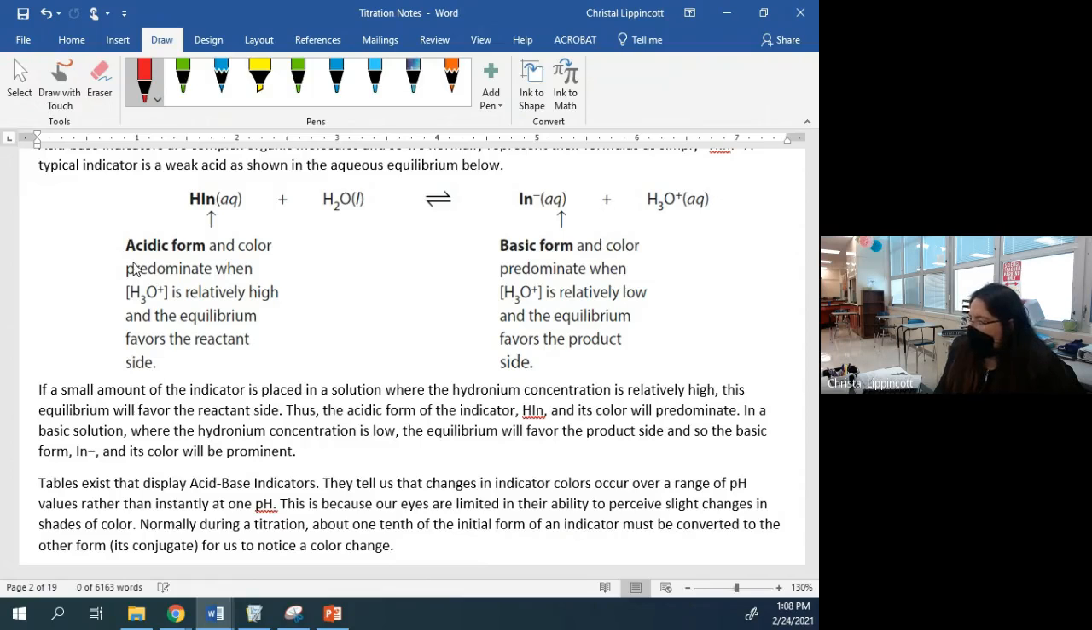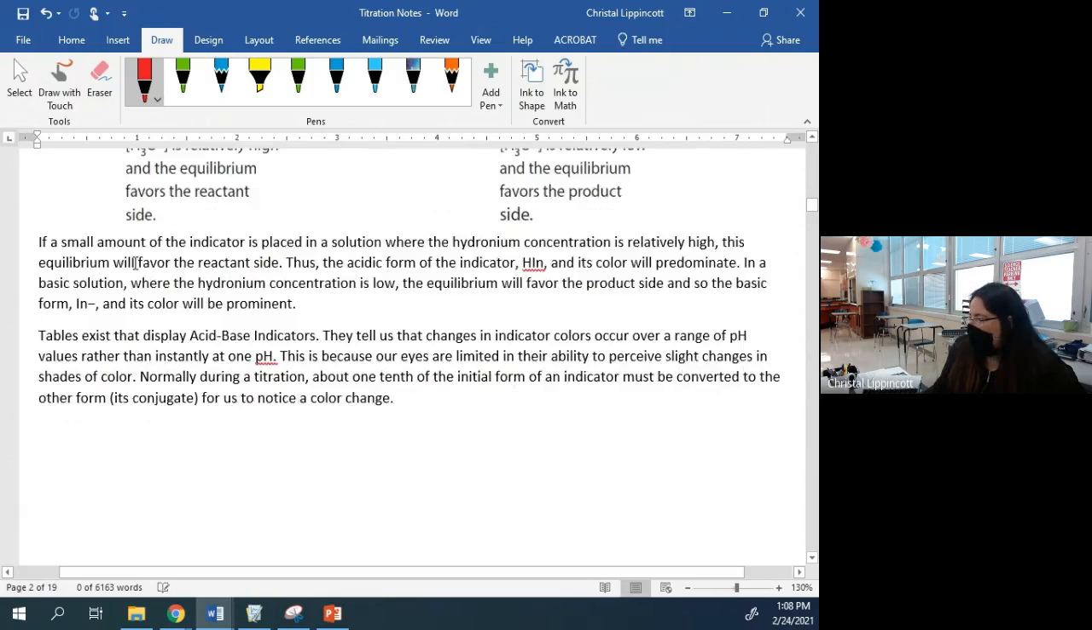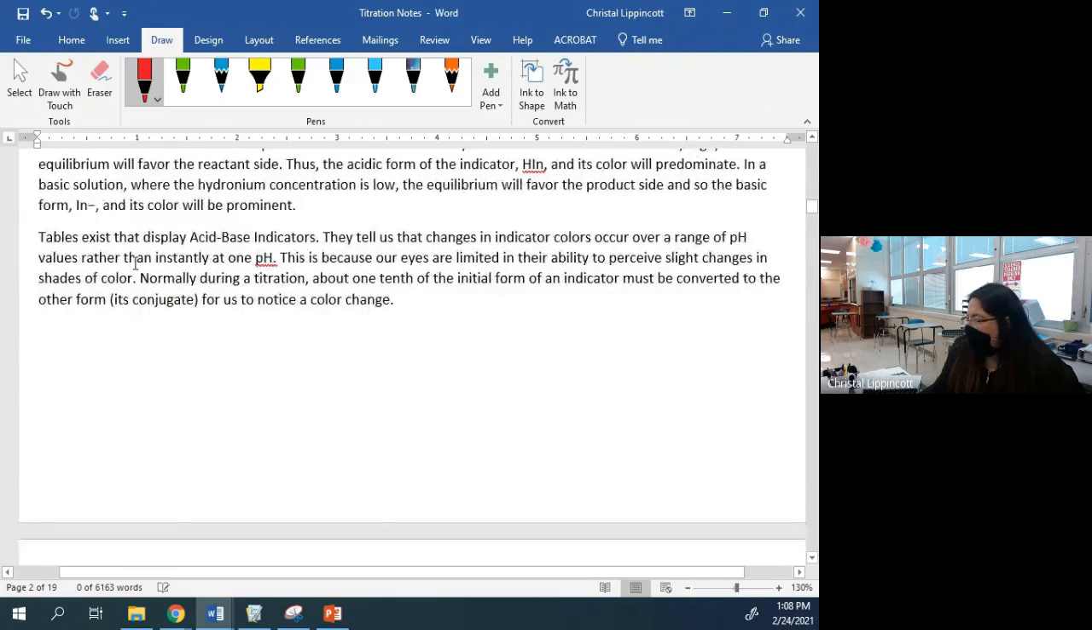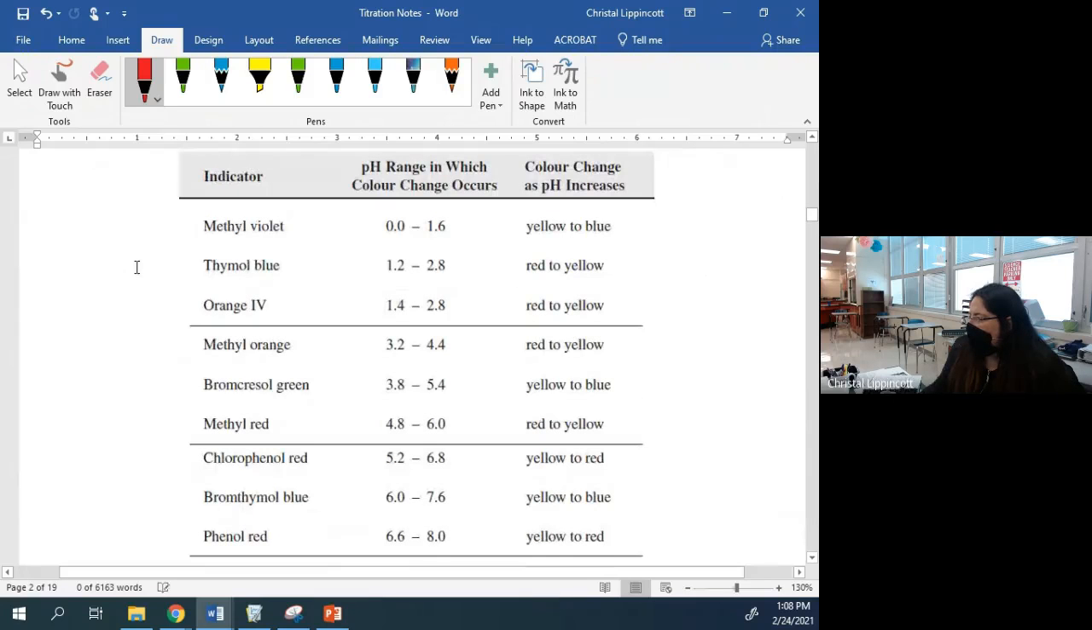And then a small amount of that indicator is in place, and it typically will have some sort of color change that occurs when it flips from that acid to the base situation. And that happens for different things at different pHs. And so you could end up getting different color changes based on that. So like methyl violet, this is where its color range is, and these are going to be its different colors. And thymol blue, these would be its ranges.